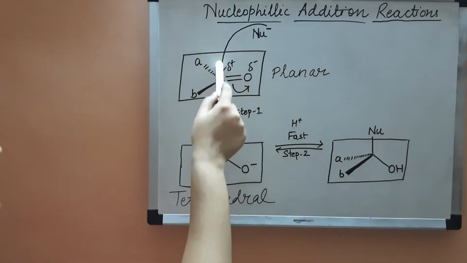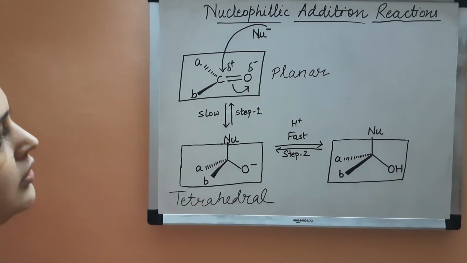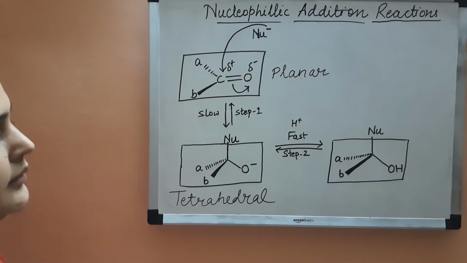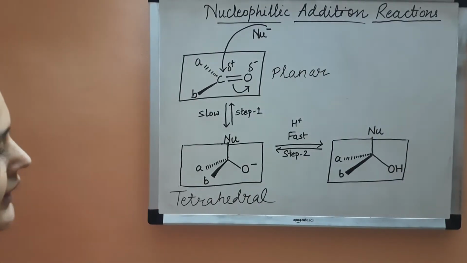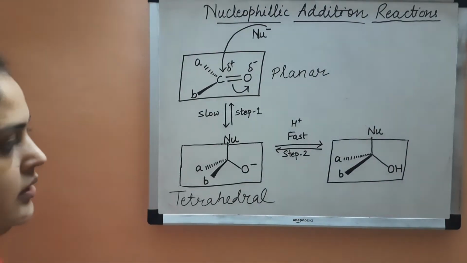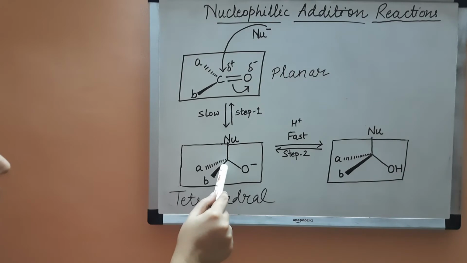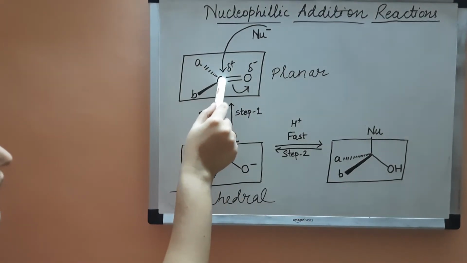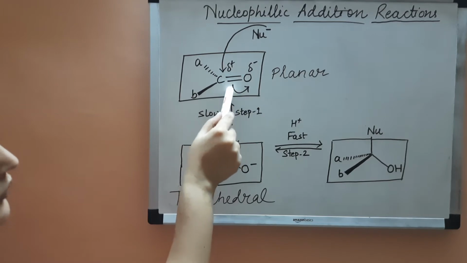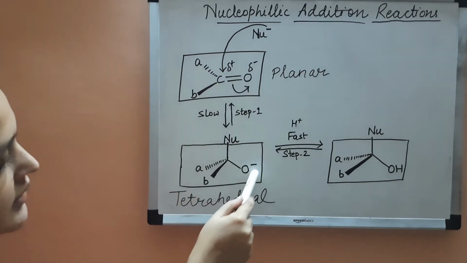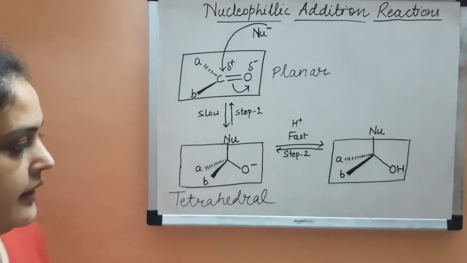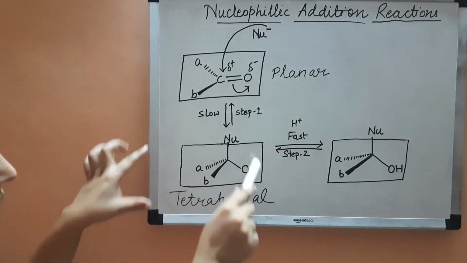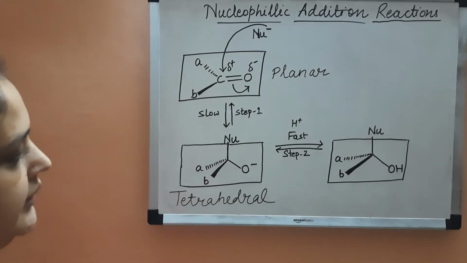So it will attack the carbon atom, and an alkoxide will be formed. Now this alkoxide has tetrahedral geometry. When the nucleophile is added on the carbon atom, this bond will break and there will be negative charge on the oxygen atom. So now this is the structure, this is the intermediate.